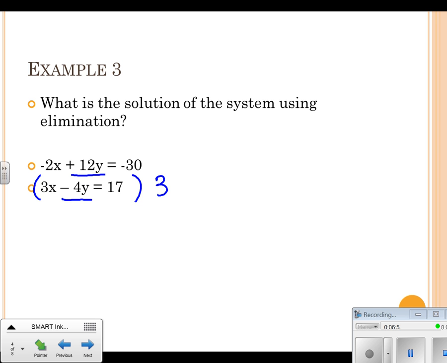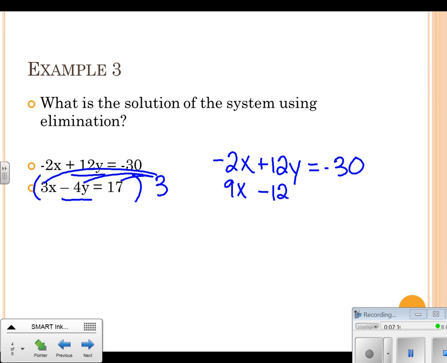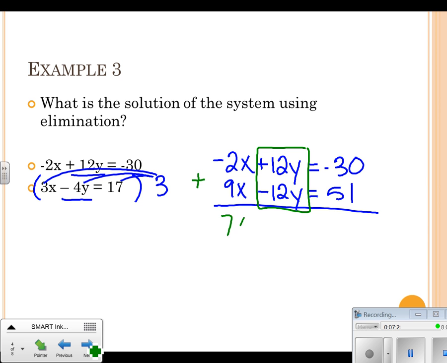So I'm going to rewrite the system. I have negative 2x plus 12y equals negative 30. And then I'm going to distribute that 3 to every term in this linear equation here, and I'm left with 9x minus 12y equals 51. When we're combining, adding would eliminate, subtracting here wouldn't. 12y plus negative 12y gives you 0. So negative 2x plus 9x gives me 7x, and negative 30 plus 51 gives me 21.